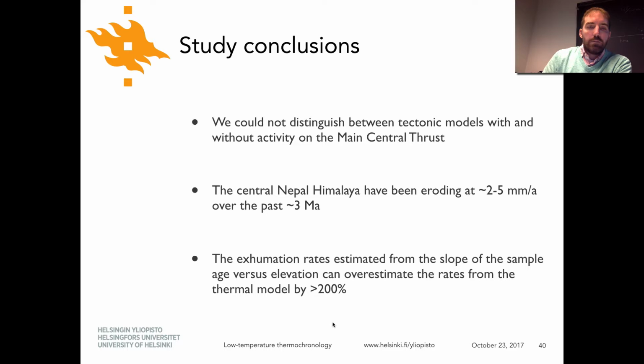And we saw that if you use the slope of the age-elevation relationship, you see quite a big difference between the rates of exhumation from the numerical models and from that slope regression method. So don't do that. It's not a good idea.